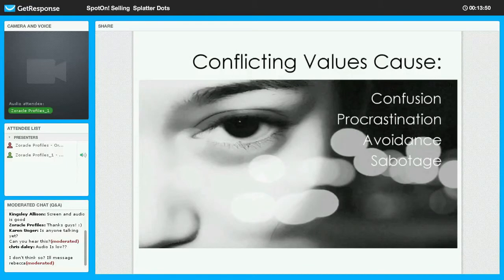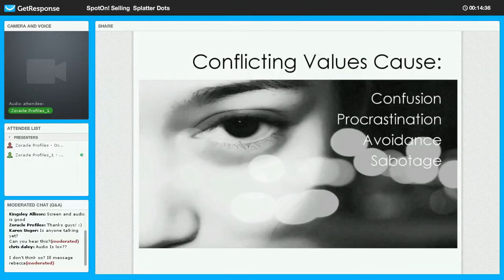So the more splatter dots, obviously, the more pain. Splatter dots are either askew, misaligned values, or they are conflicting values. Conflicting could be two values that are super important, but they're duking it out. Let me give you an example. Let's assume we have a value of family and relationship, and it's number 1 or number 2, and that's super important. The time we spend with our family, the time we spend in relationship. And we may also have a value called success or money or freedom. And we can see that those can possibly conflict with this value of relationship and family.